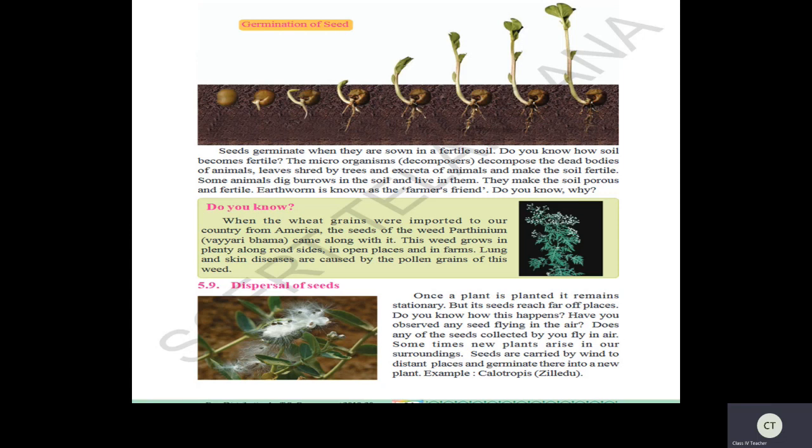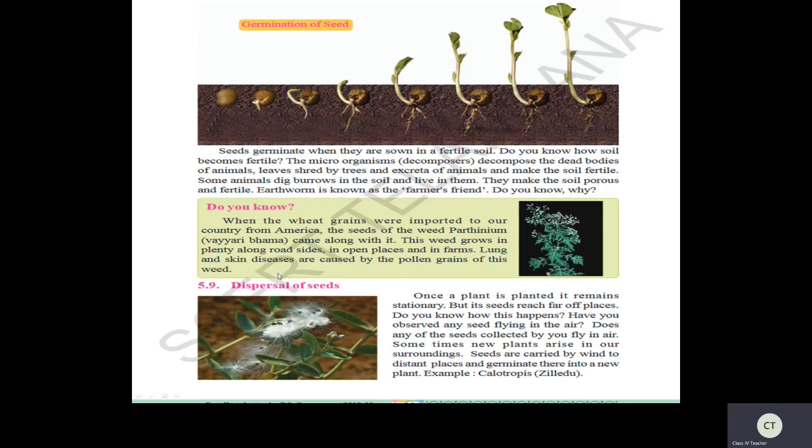Yes, it is a weed of America. So it came with the wheat grains. When we imported these wheat grains, it came along with them from America. So from America, the seeds were carried to India. That is how we are getting this Parthenium weed, which grows and causes lung problems and also skin diseases.